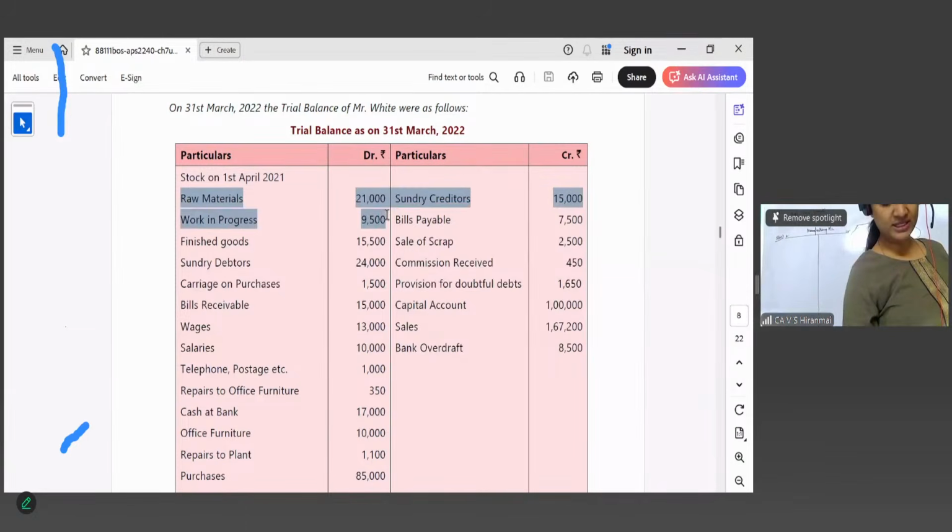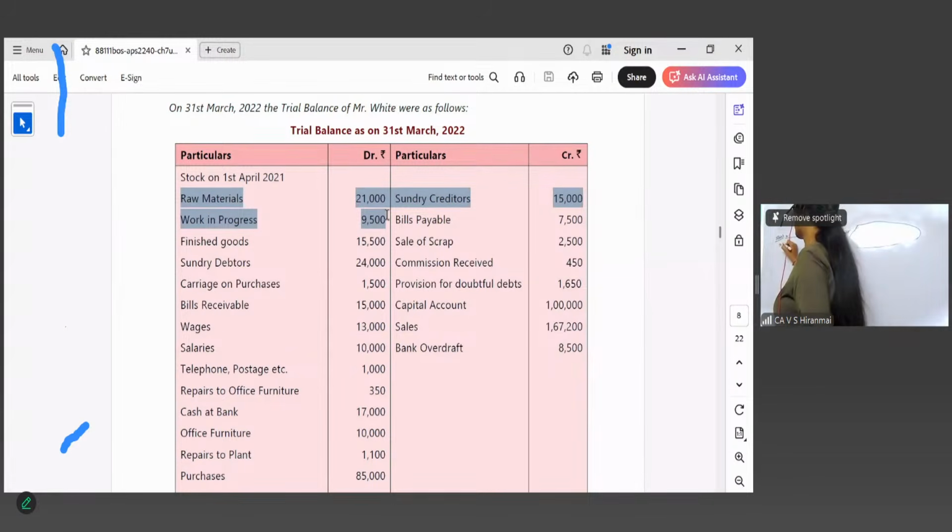See, all of you, please see stock on 1st April. Opening stock of raw materials. Opening stock of work in process. So in my manufacturing account, raw materials consumed under this heading. First, I will take opening stock. How much is the opening stock? Opening stock is given as 21,000. You still don't know the purchases, so leave it. And the closing stock also you don't know, so leave it. The next, opening work in process, correct? That is coming to how much? Opening work in process is 9,500.